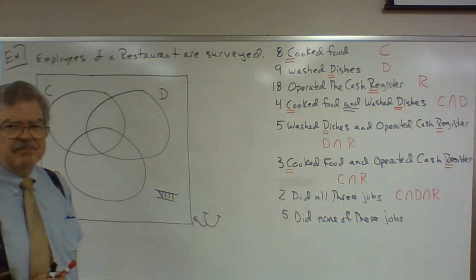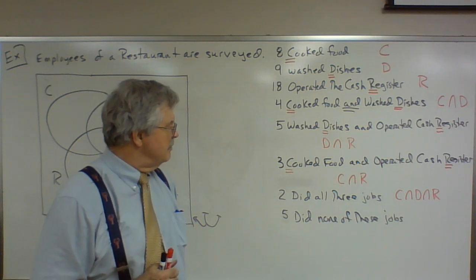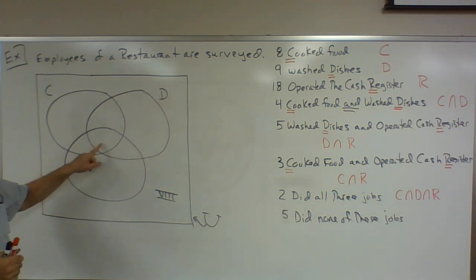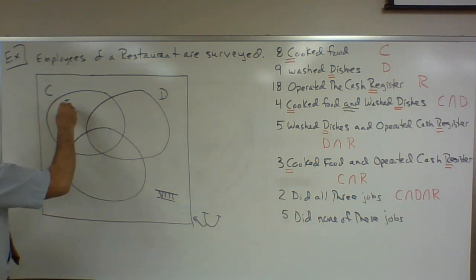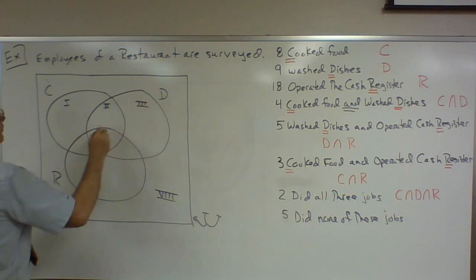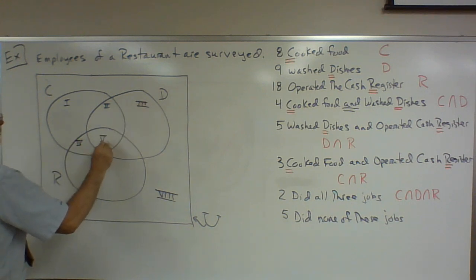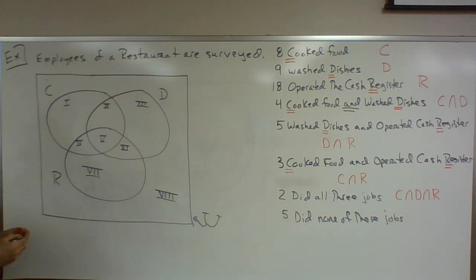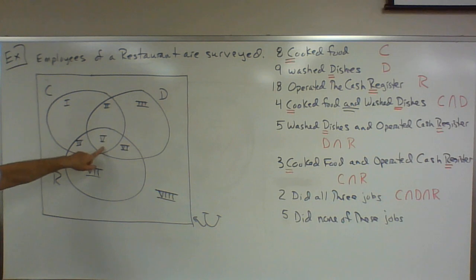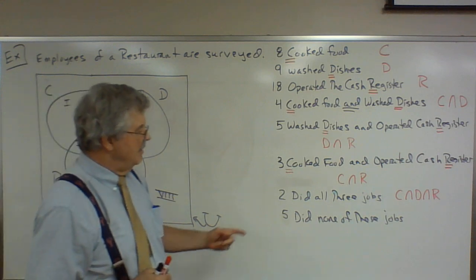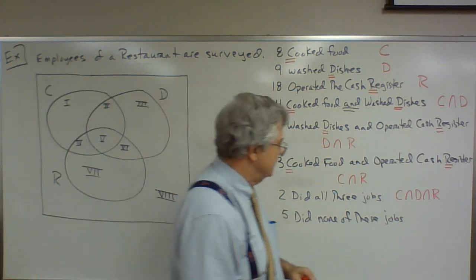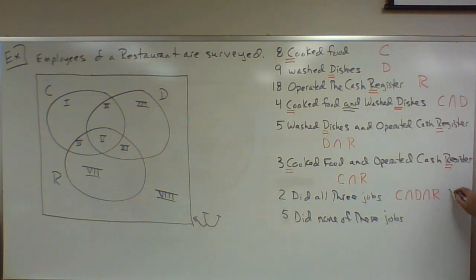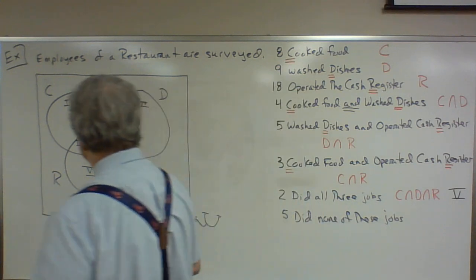Now, oftentimes, we'll do region 5 first. Let's see, we have 1, 2, 3, 4, 5, 6, 7, and 8. Region 5 is the set of all employees that are in all three of these circles, C, D, and R. This is region 5 right here. Two employees are in region 5.